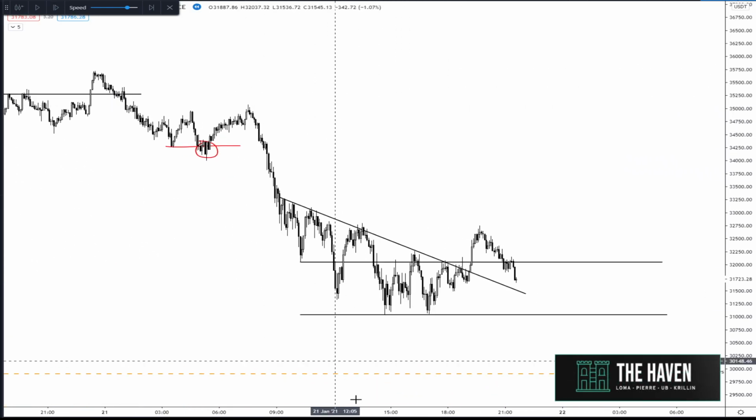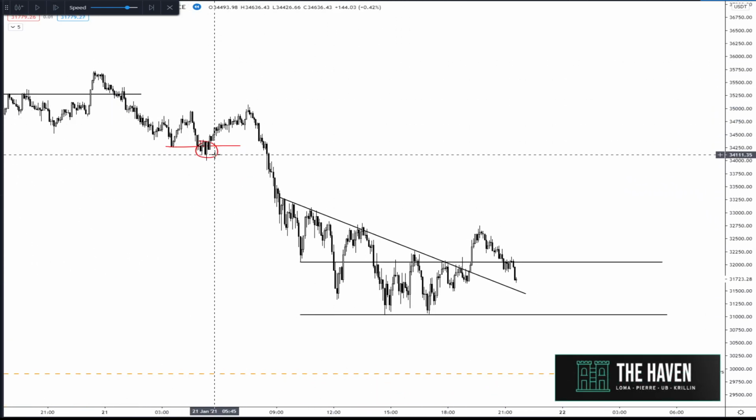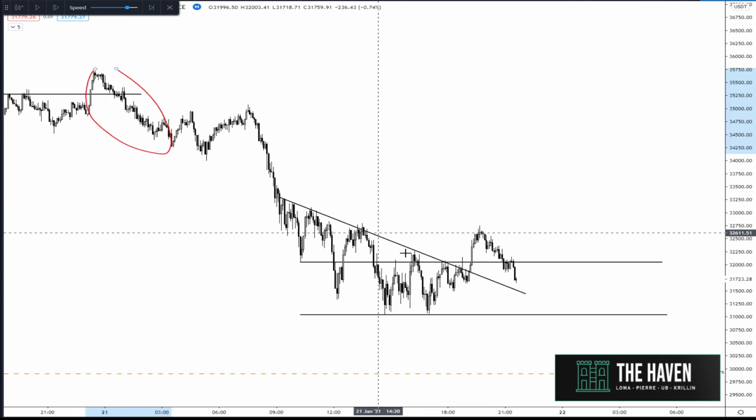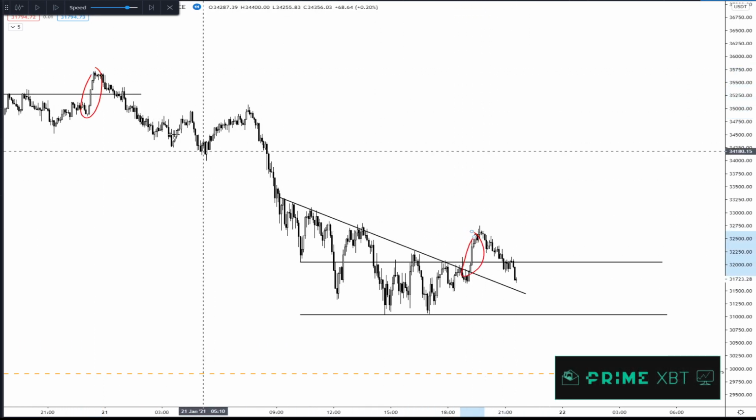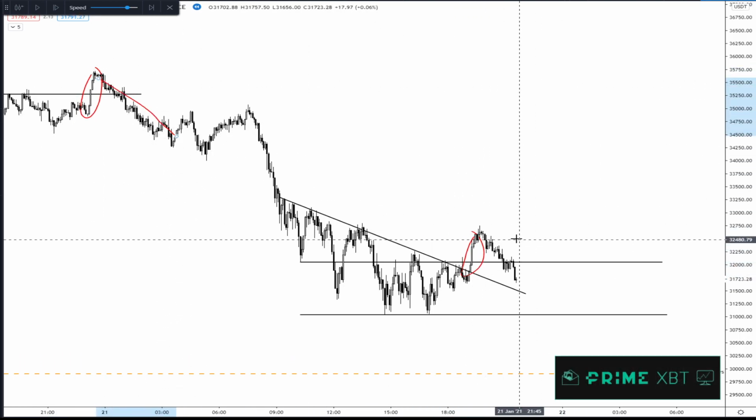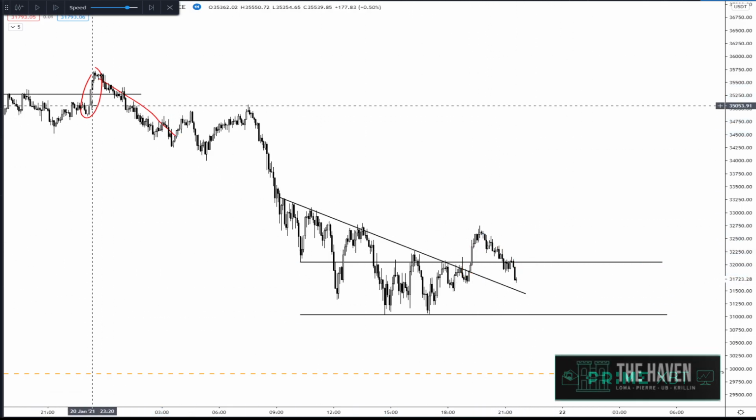I thought it was going to be something like this. Let me delete this. Something like this, right? Where we do see some sort of nice bounce, right? Nice bounce, but then just relentless selling. Absolutely just no end to the selling.